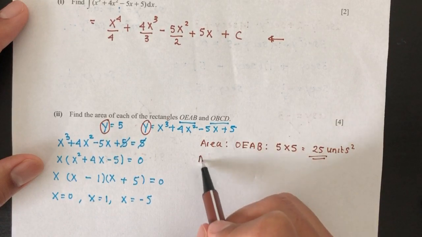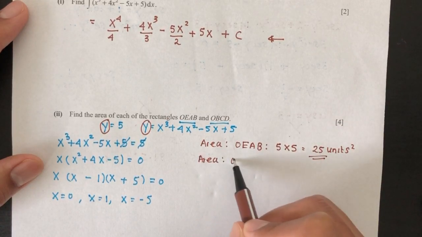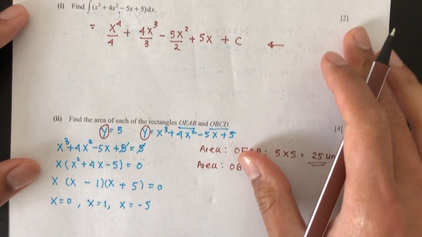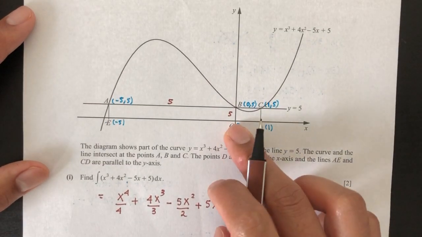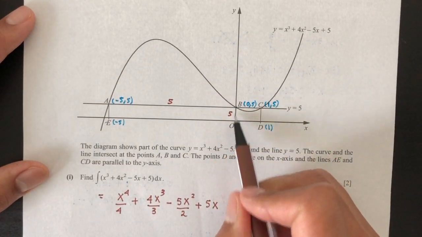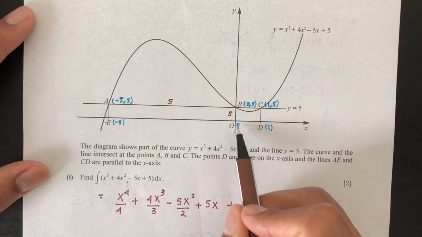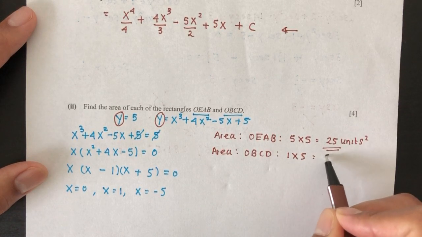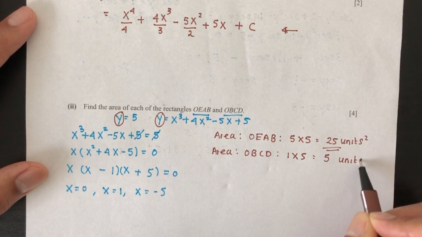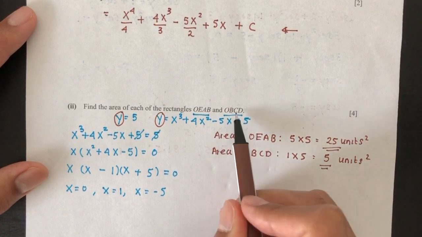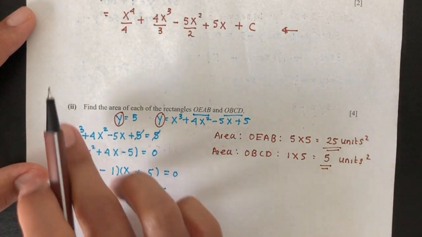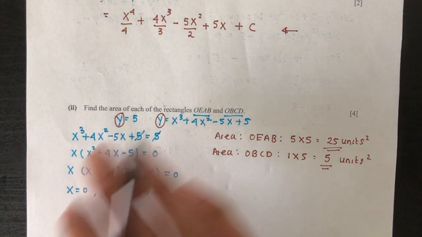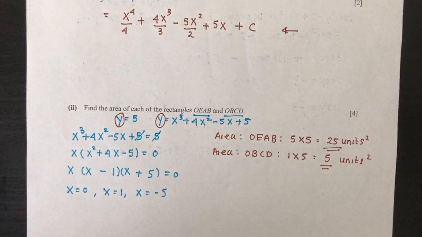How about this one? Area of OBCD. So that is the height, and what is the width? This distance is 1. So that will be 1 times 5. That is 5. Okay, so we have found the areas that we need. This one is 5 and this one is 25. That is your answer for part 2. Now we have to move on to part 3.